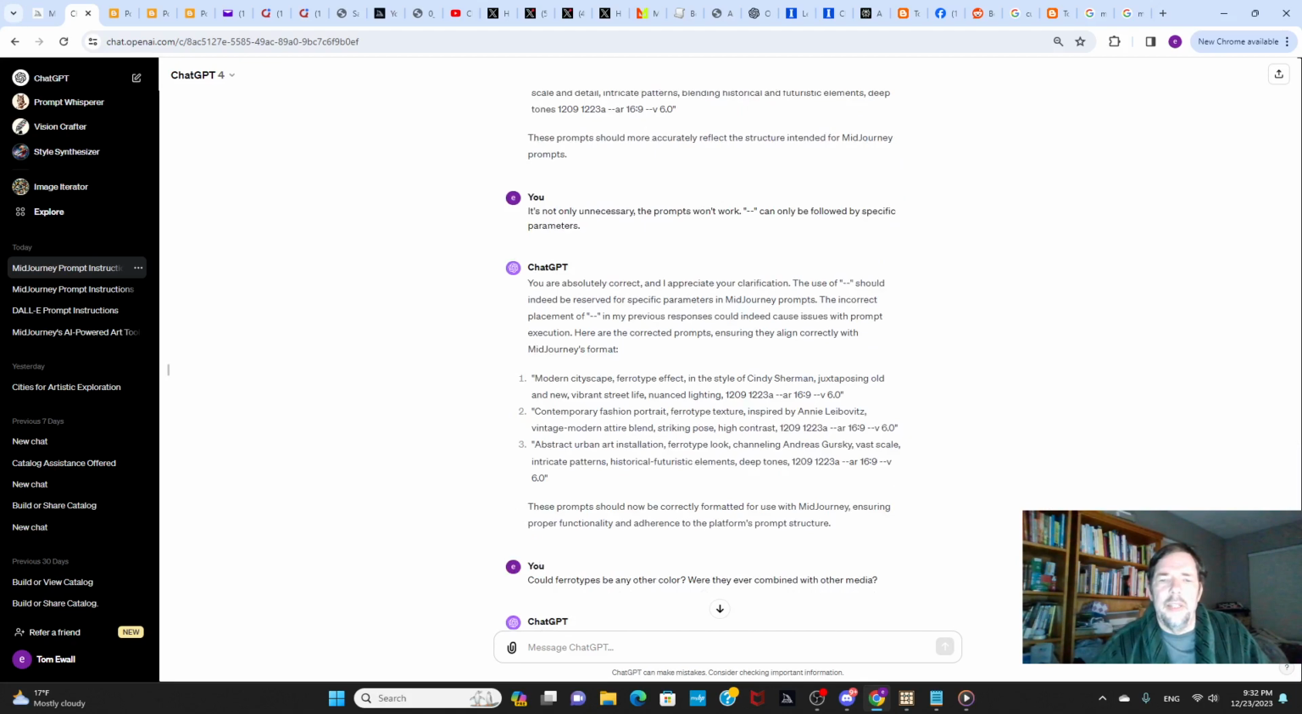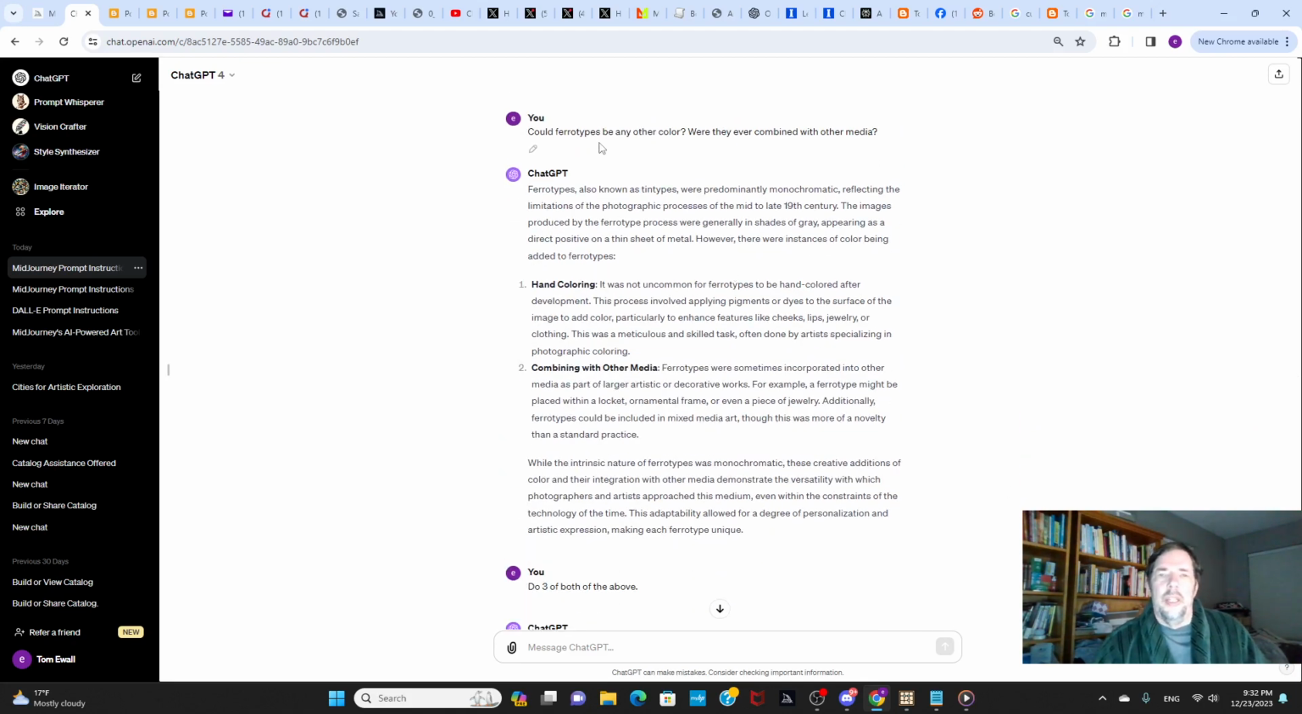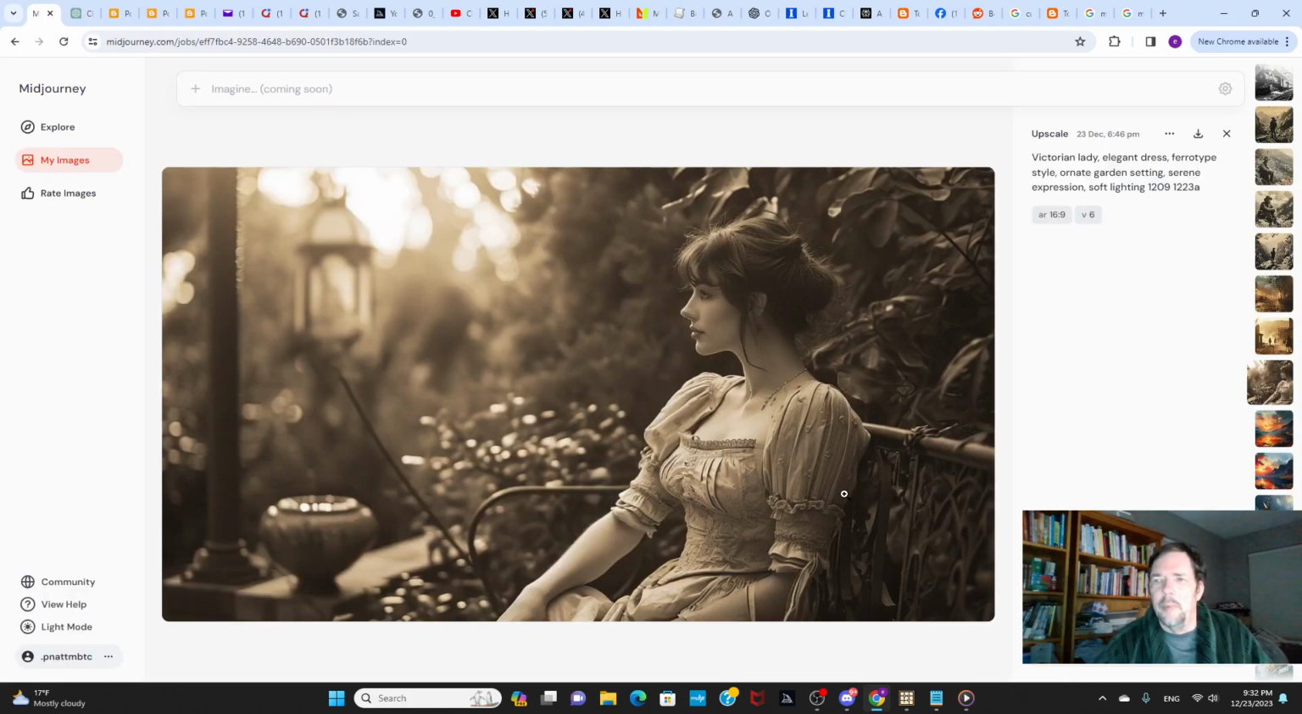And then finally, I asked it if ferrotypes or tintypes could be used with color, because I am aware that these older techniques that were monochromatic, they would hand paint and use different techniques to make them more interesting. And so it said yes, it would use hand coloring, and also mentioned that it would combine it with other media. So I asked it to do something like that, and I'll show the images that it came up with here.